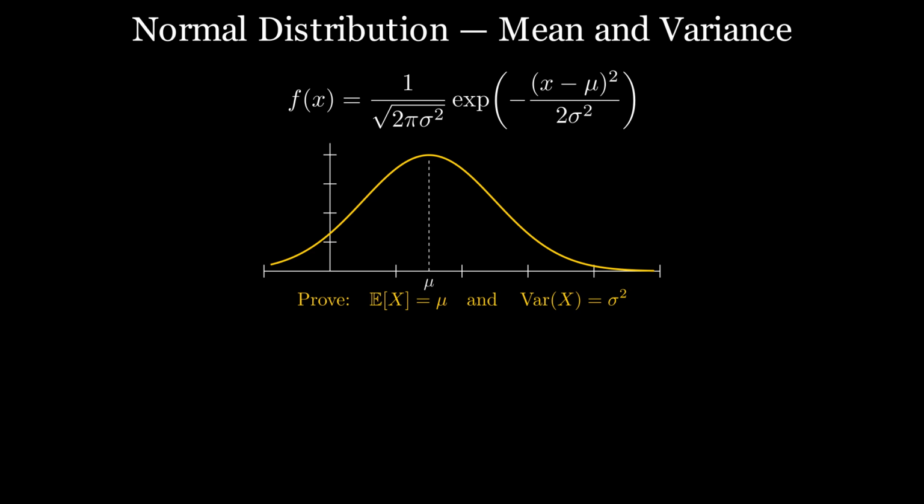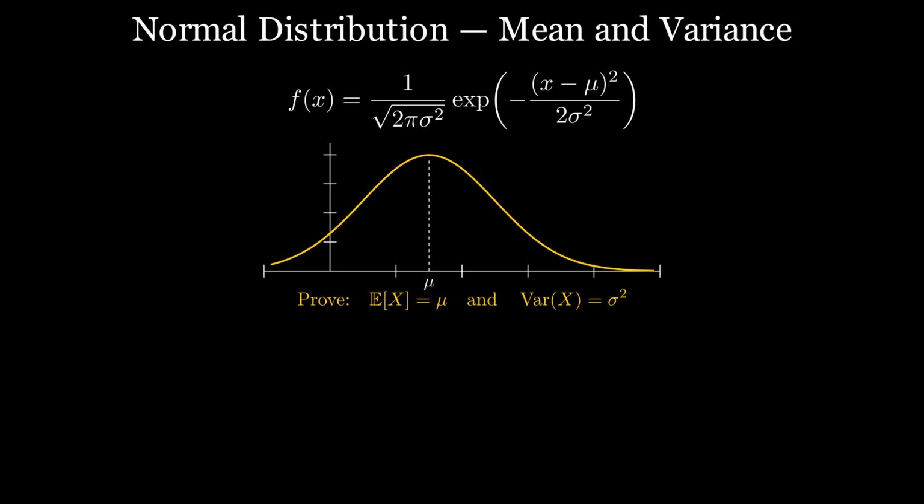This is the whole point of mu. It is not tied to zero. It is wherever the distribution is located on the real line. This distribution appears throughout probability, statistics, and every quantitative science. We will prove two foundational properties rigorously.